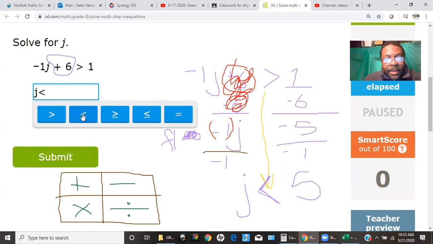is less than. Remember, the mouth of the Pac-Man tells you if it's greater or less than, all right? If this was a Pac-Man, and I'll put the eyes here, that mouth shows you that this is the greater side and this is the lesser side. Okay, so we have J is less than, and our answer is 5.